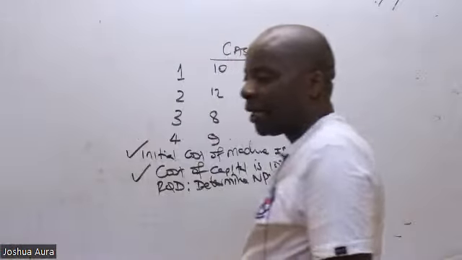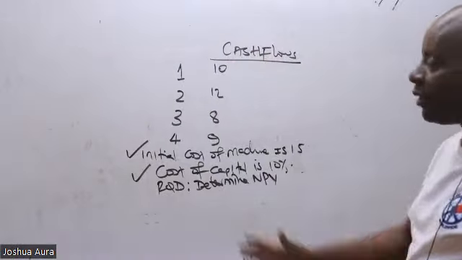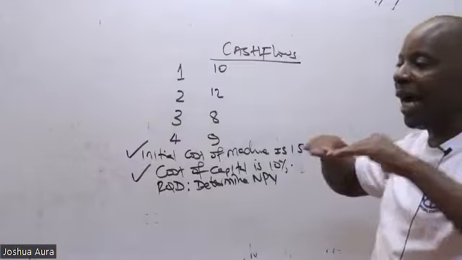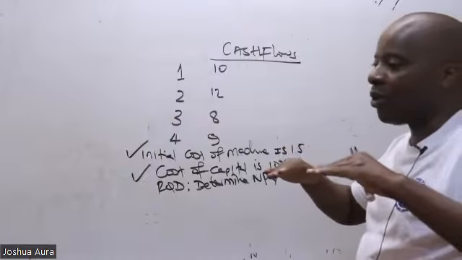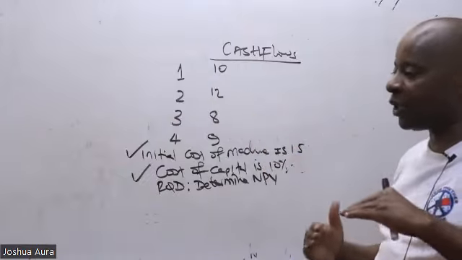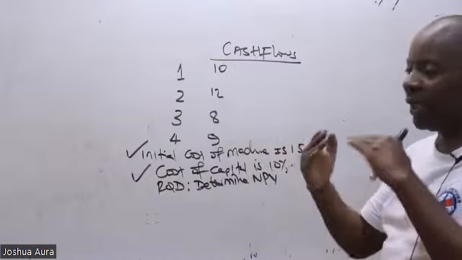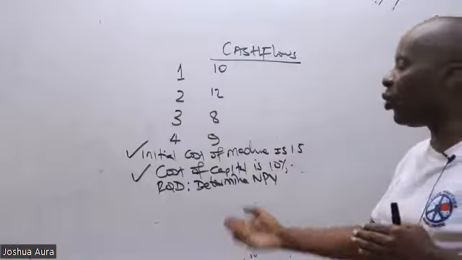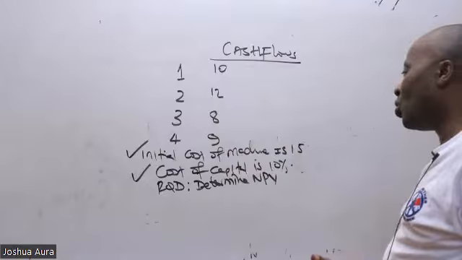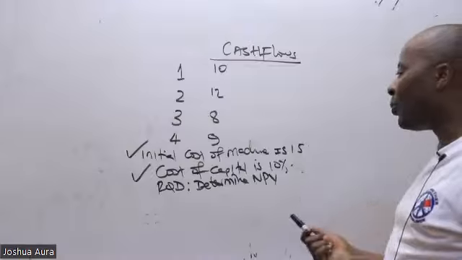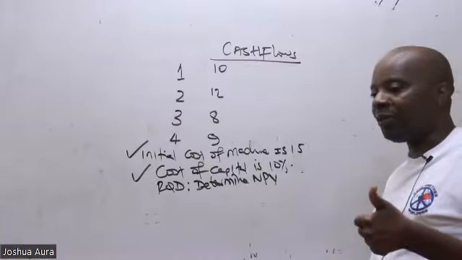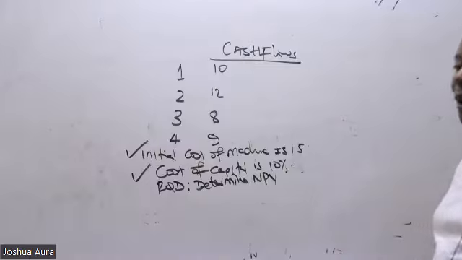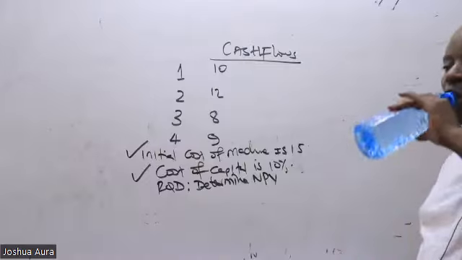So they have given me cash flows. These cash flows are futuristic. Remember, today we are at time zero. So if we invest in this machine, end of year 1, we get 10. End of year 2, we get 12. End of year 3, we get 8. End of year 4, we get 9. And then they have given us the initial cost of the machine, which is 15. The cost of capital is 10%. Then they want us to do something very easy: determine the net present value.